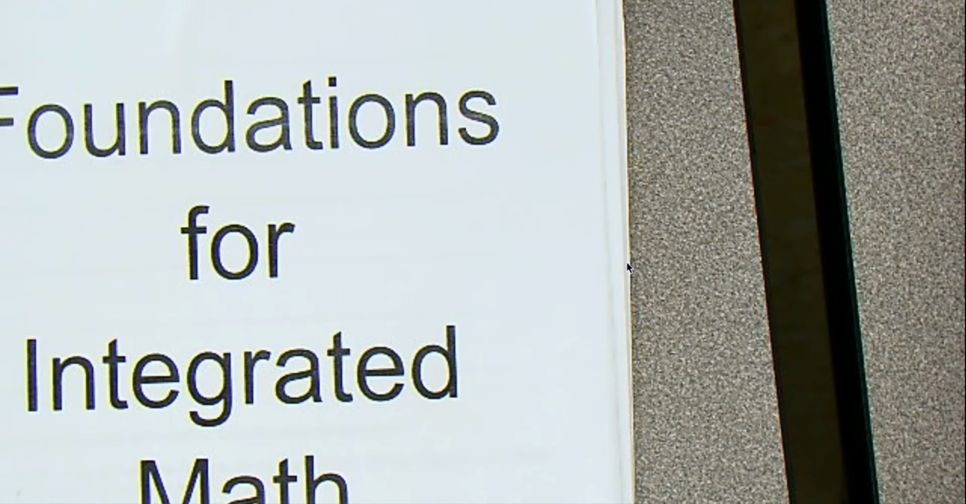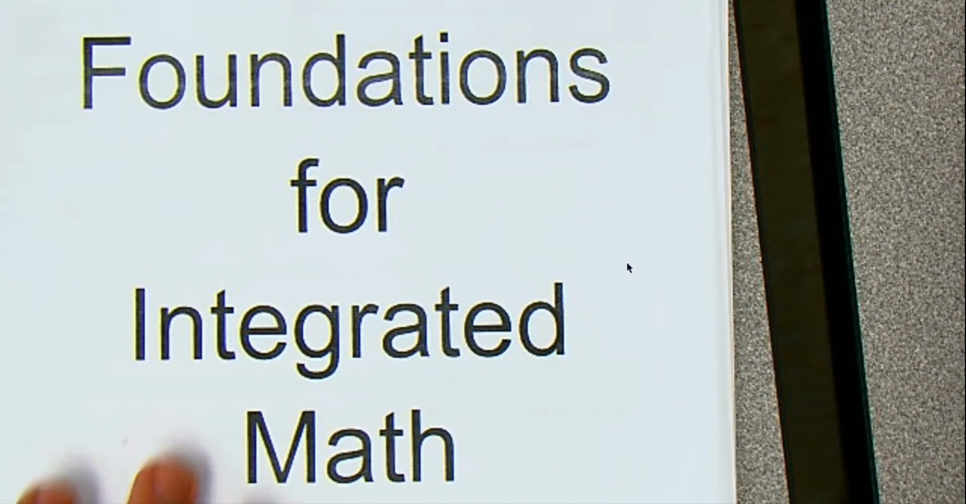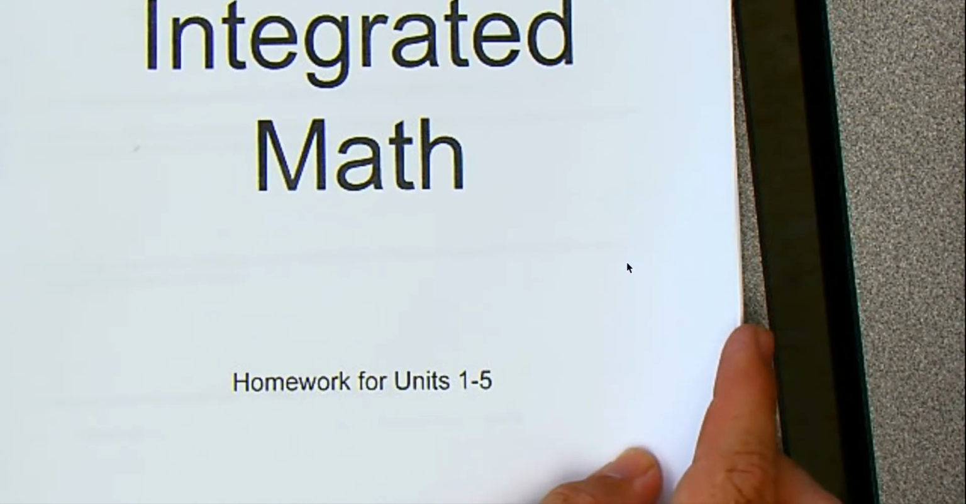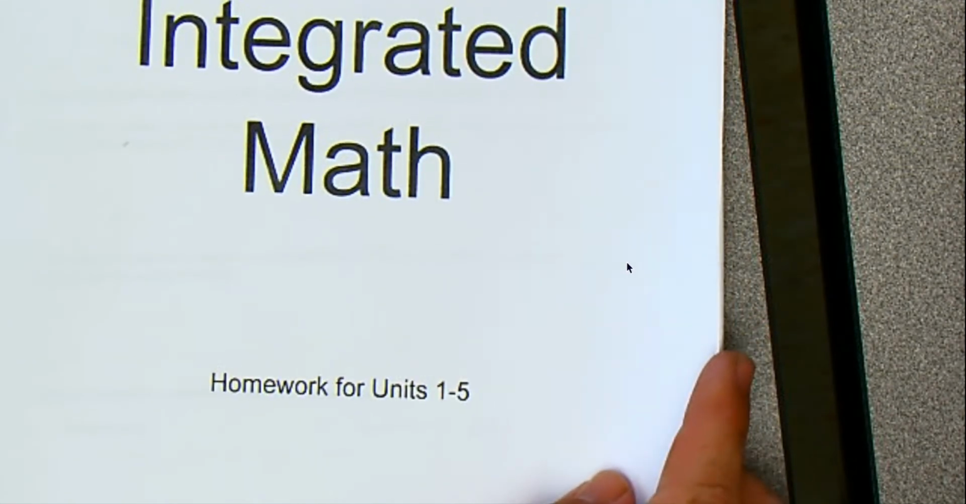All right, guys, so this will be the first video going over part of the homework. It'll be for lesson 1.1. So the second packet that you picked up should say Foundations for Integrated Math. And then on the bottom, it should say Homework for units 1 through 5. Okay, this is your homework packet that you will use for the rest of our units.